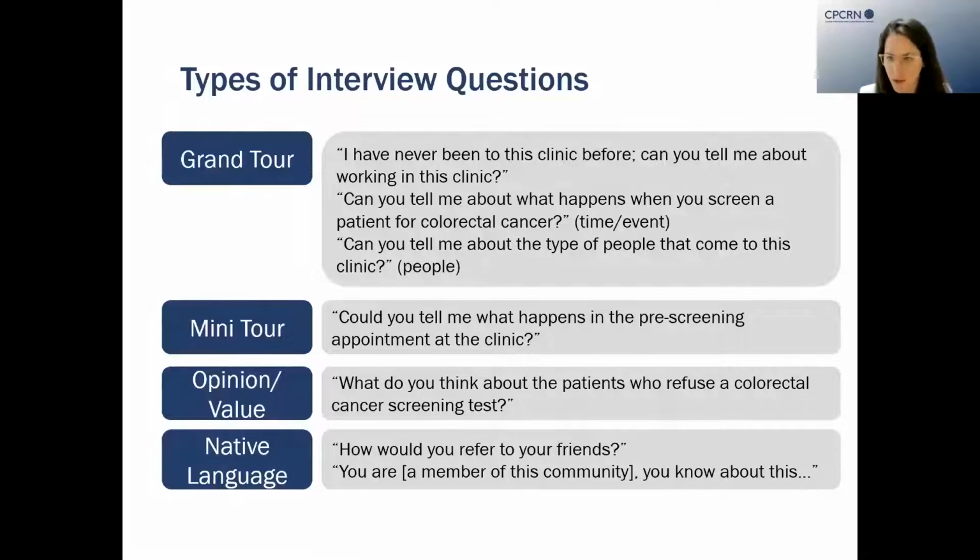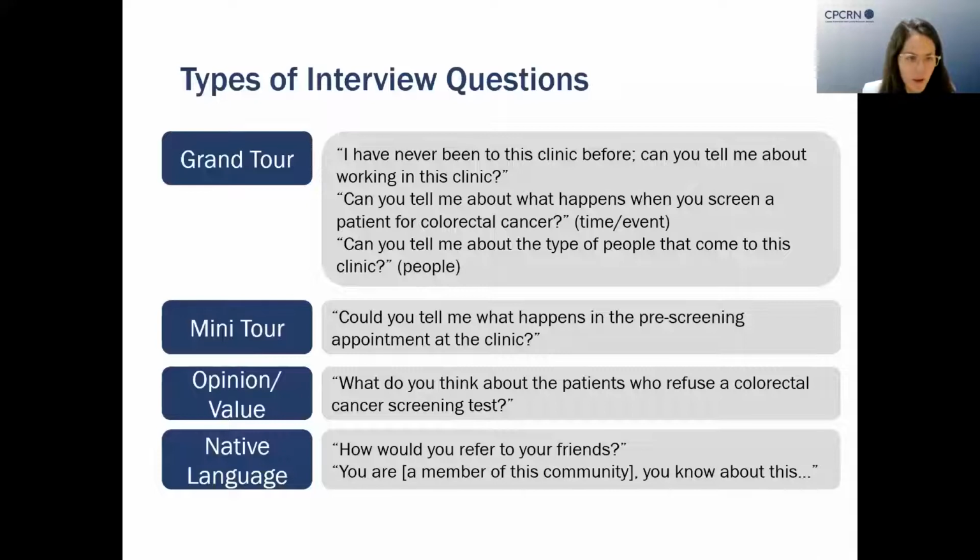So a mini tour question is similar to a grand tour, but it's asking about a smaller experience, and they tend to be more tangible for respondents and often lead to pretty useful descriptions. Like in this example, could you tell me what happens in the pre-screening appointment at the clinic? So you're asking about a very specific process.